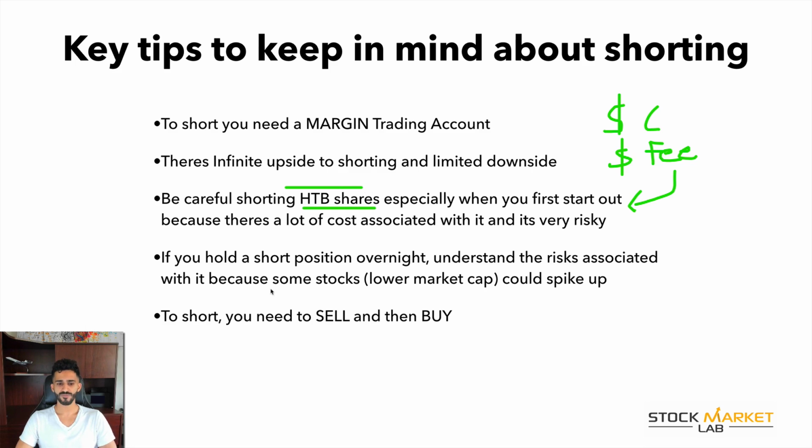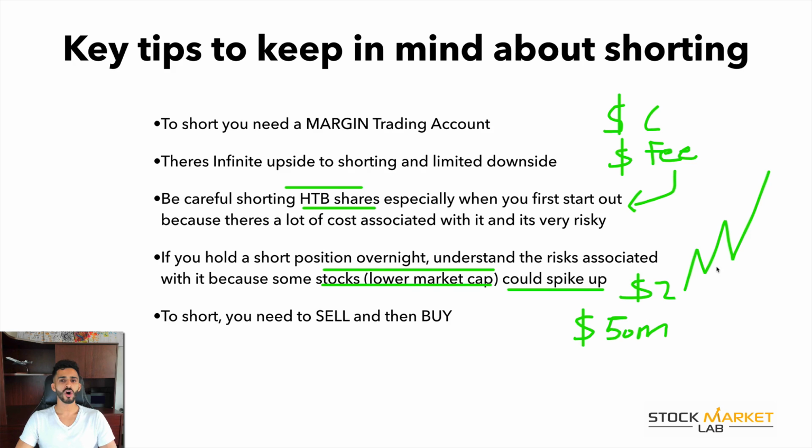If you hold a short position overnight, understand the risks associated with it, because some stocks with lower market cap, as I mentioned in the previous lessons, could spike up. So if you're trading a $2 or $3 stock that has, let's say, a $50 million market cap, you have to understand that these types of stocks are the stocks that go up 100, 200%. These are the stocks that also go down 50, 60% in a day or overnight. So shorting them, you have to be very, very careful. I do not recommend you do so when you first start out.